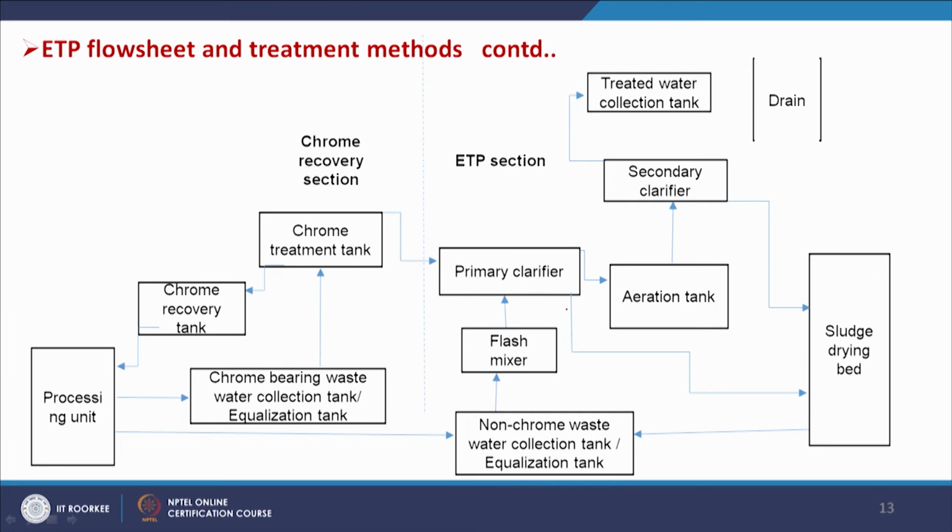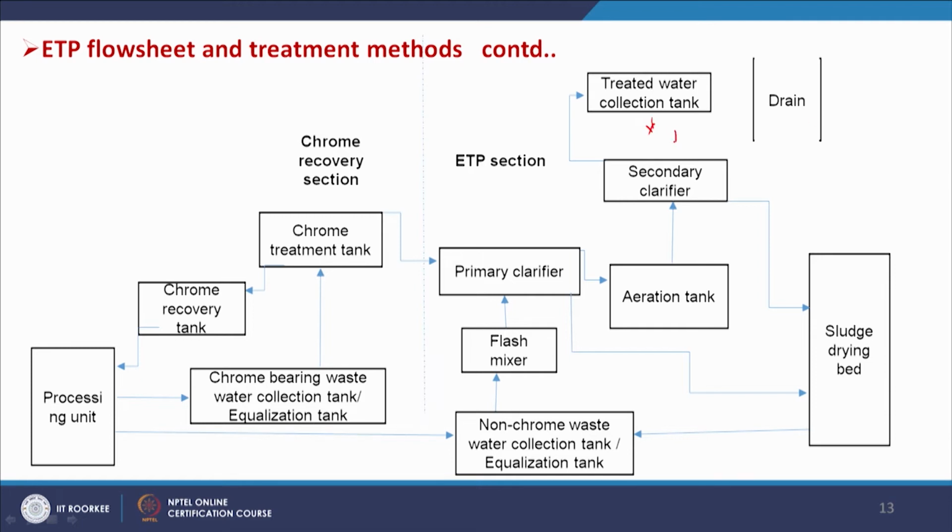Here also the primary sludge will go to the sludge drying bed, and in the sludge drying bed the water part will be recycled to the non-chrome wastewater collection tank, and again it will go through the flash mixer and primary clarifier. The supernatant liquid which we are getting from the secondary clarifier will go to the treated water collection tank, and this treated water collection tank will further be treated through tertiary treatment, and then it will go to drain.